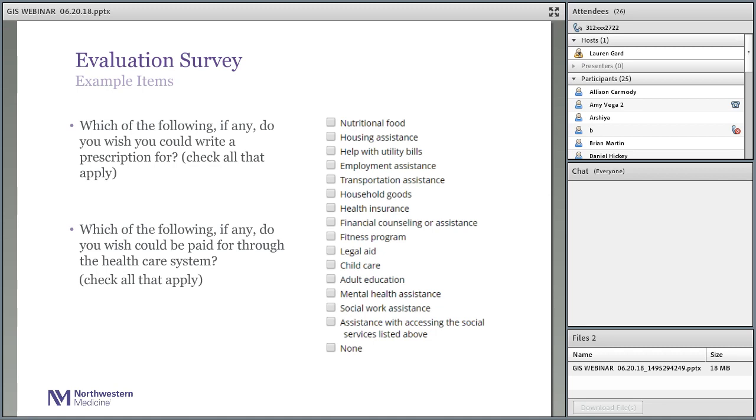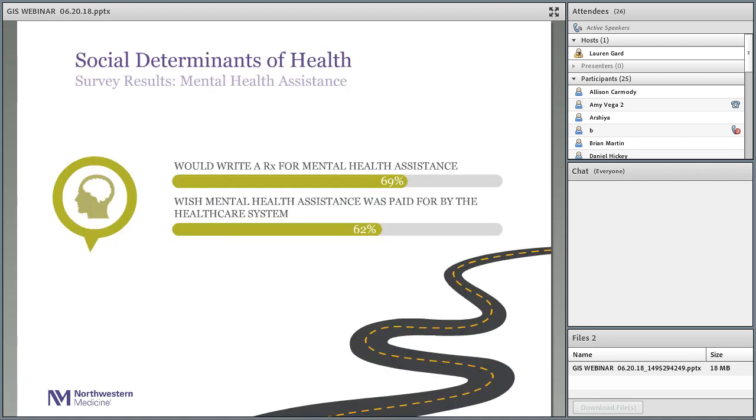The purpose of this third survey was aimed more at addressing, would you like to do more? Would you like to do more to actually address, not just discuss, but to address social determinants of health? So here's some of the results for mental health assistance. Definitely a perceived problem and wishing that they could do more.